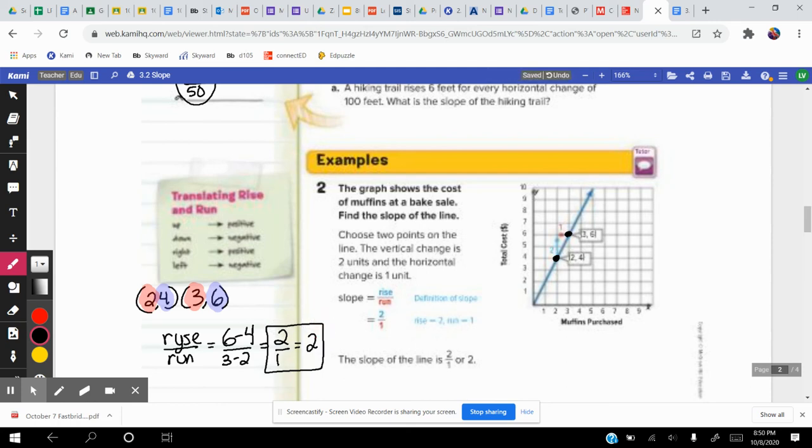So when you're translating rise and run, if you were going up, then that's a positive value. If you were going down, that's a negative value. Right is positive, left is negative.